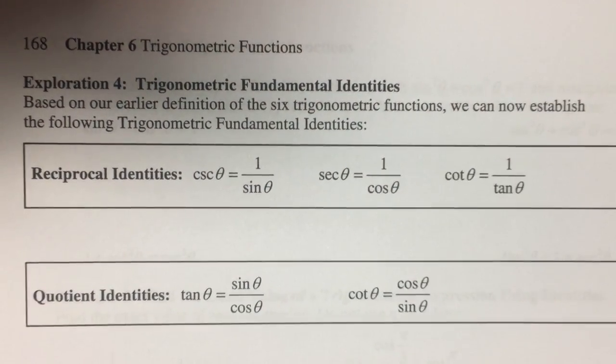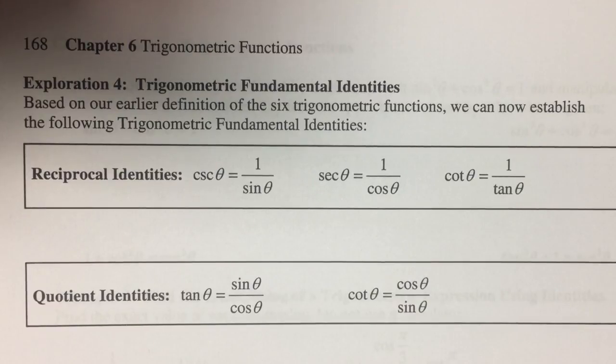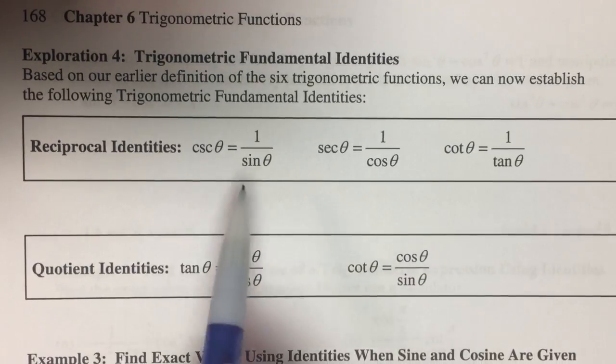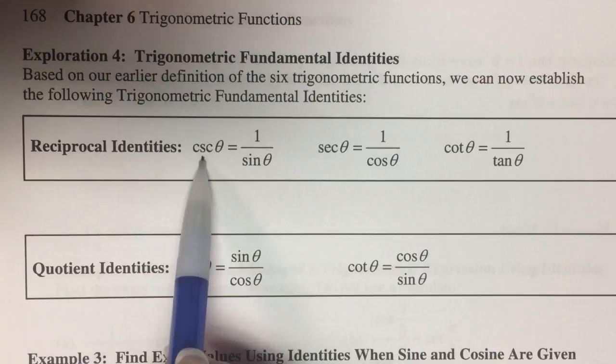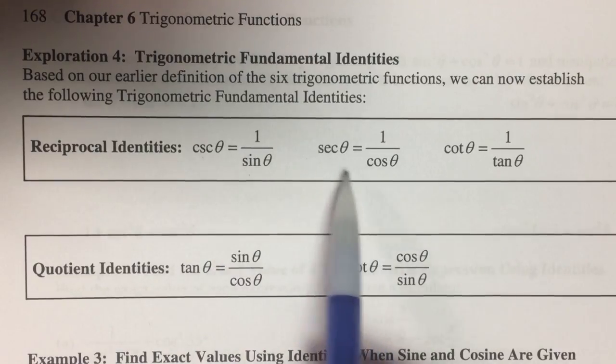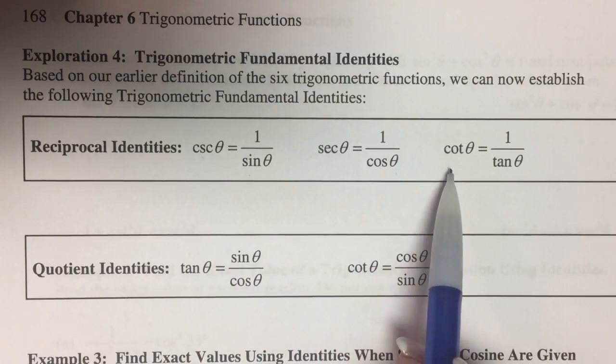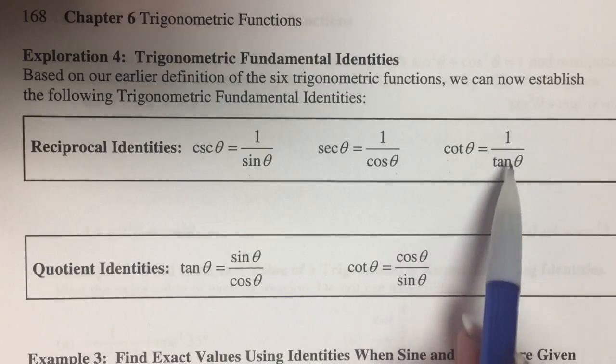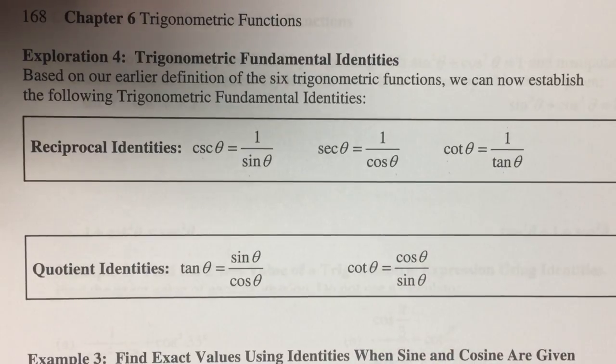So this is another exploration. We know these reciprocal identities already. We know that cosecant is 1 over sine, secant is 1 over cosine, and cotangent is 1 over tangent. We already knew those.